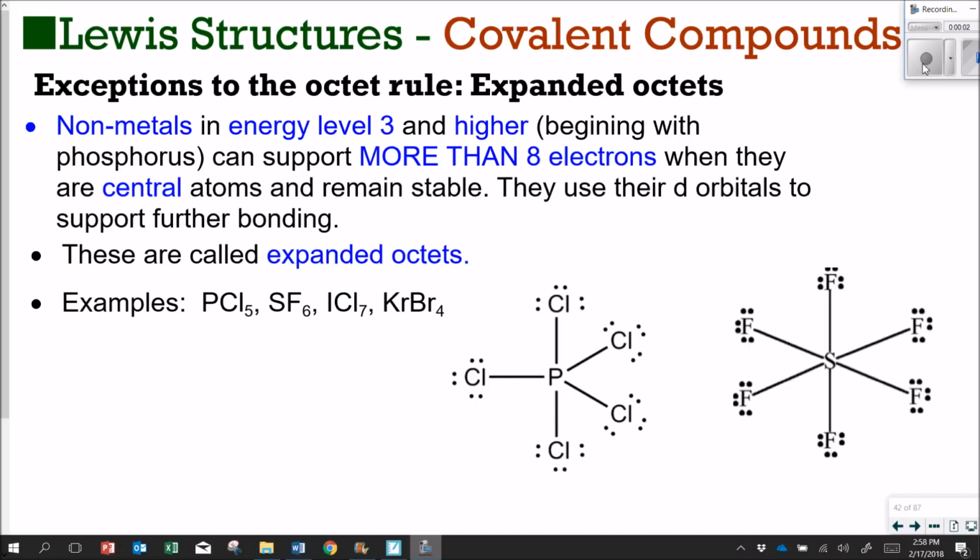Hi, this is Ms. White, and in the third bonding video, we are looking at Lewis structures with expanded octets and resonance structures. Have your periodic table in front of you to help take efficient notes.